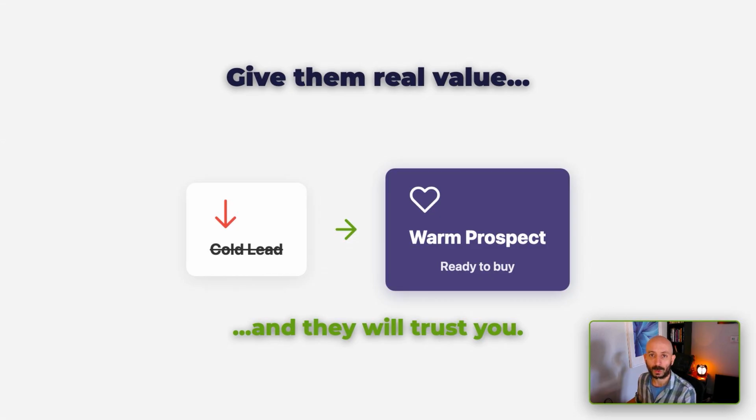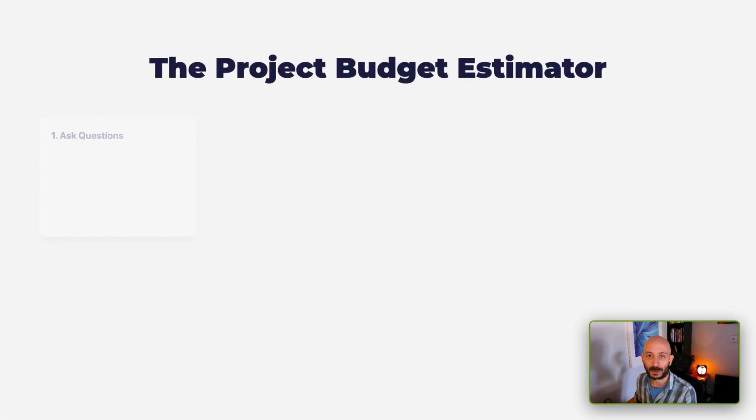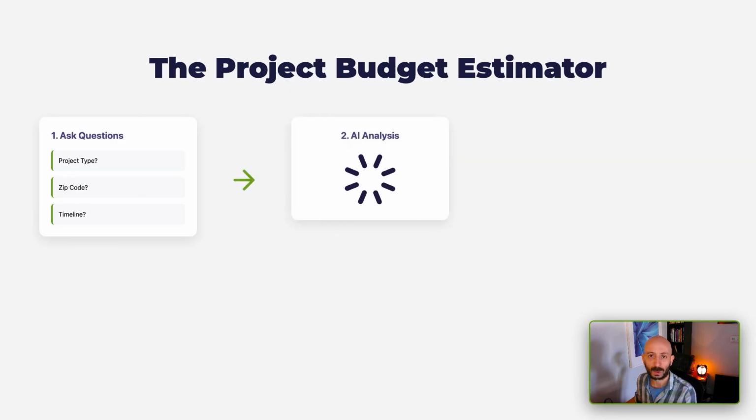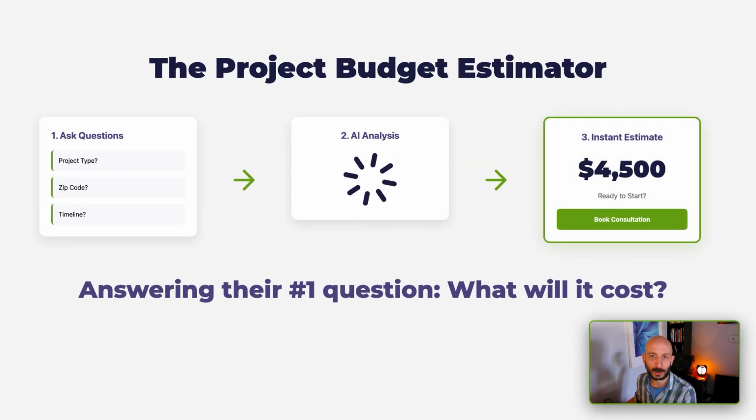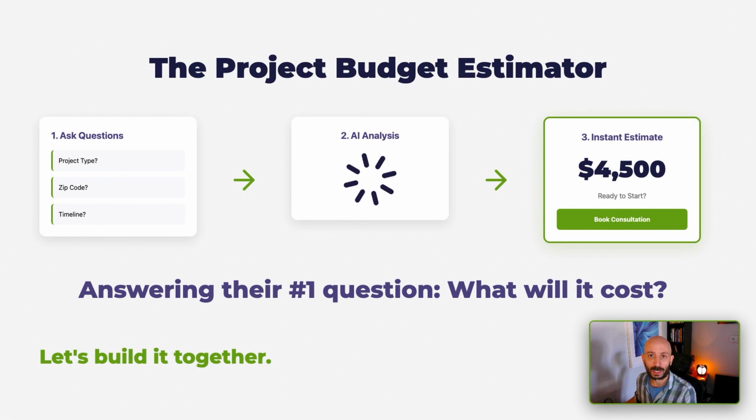So this is what we're going to be building today. I'm going to be creating what I call a project budget and readiness estimator. And this can work for all types of businesses, from remodelers and roofers and landscapers to med spas and photographers and coaches, and any service business where one of the first questions that your customers have is, what's this going to cost me? So let me show you exactly how to build this thing.